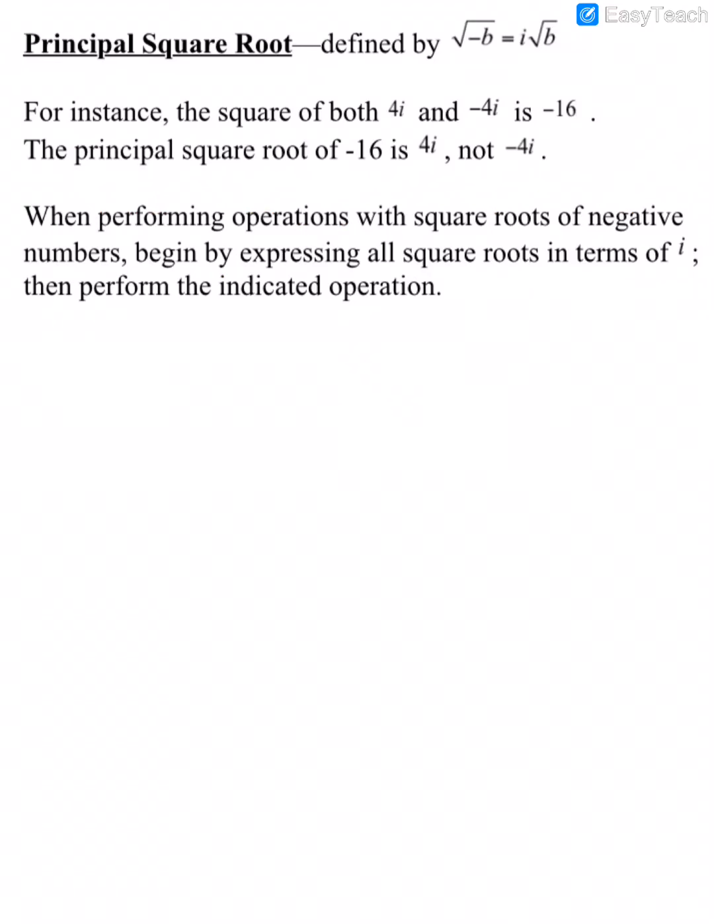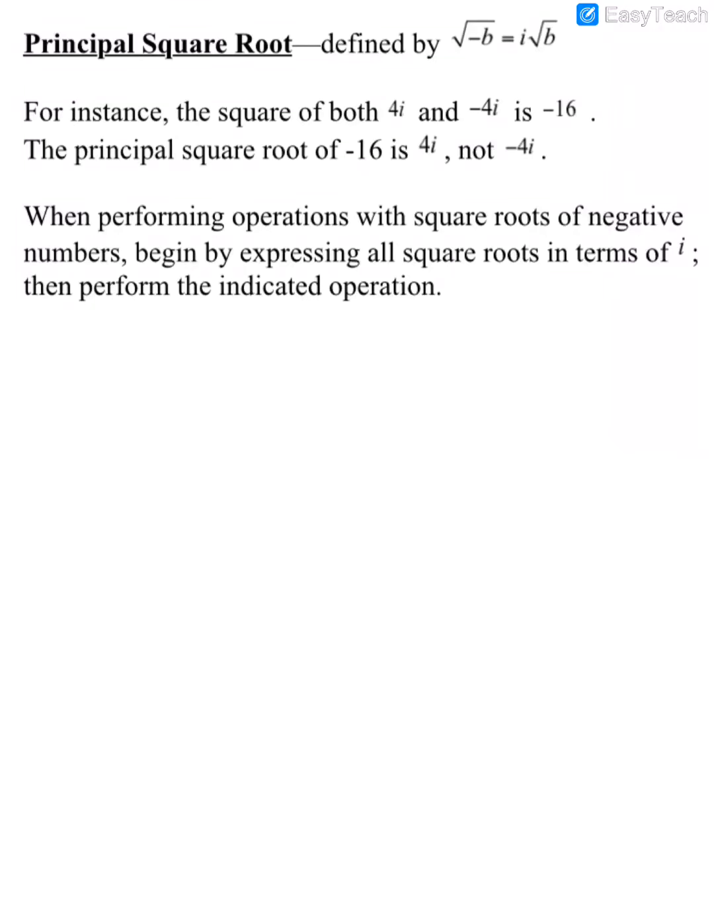Alright, the principal square root is defined by the square root of negative b is equal to i times the square root of b. For instance, the square of both 4i and negative 4i is negative 16. If I were to multiply 4i times itself, I would get negative 16. If I were to multiply negative 4i times itself, I would get negative 16. But the principal square root of negative 16 is 4i, not negative 4i.